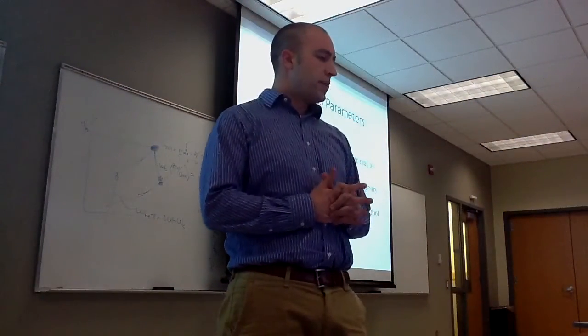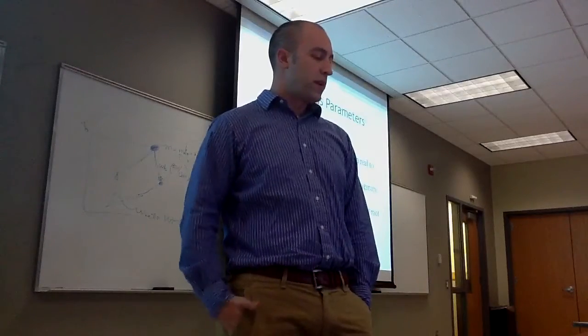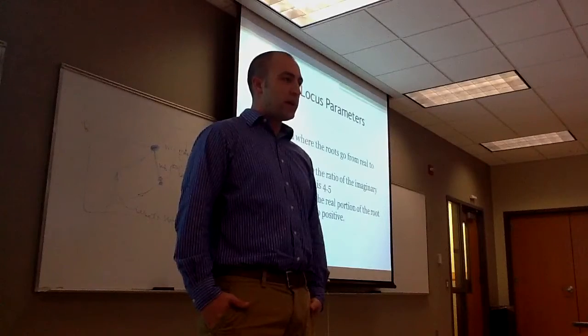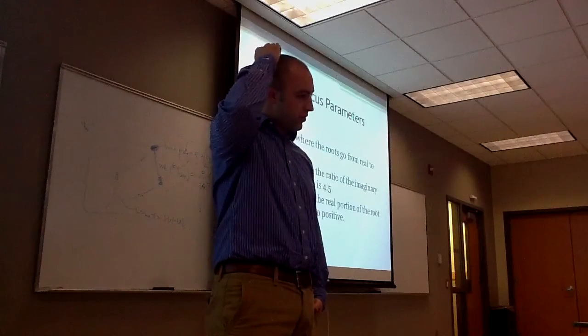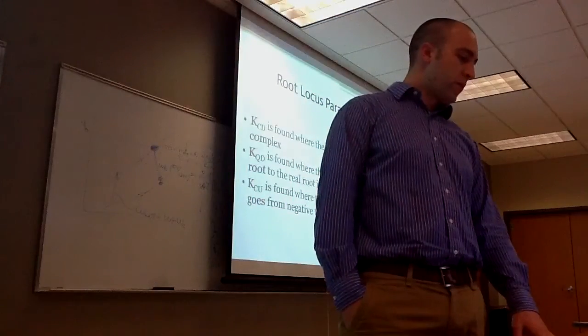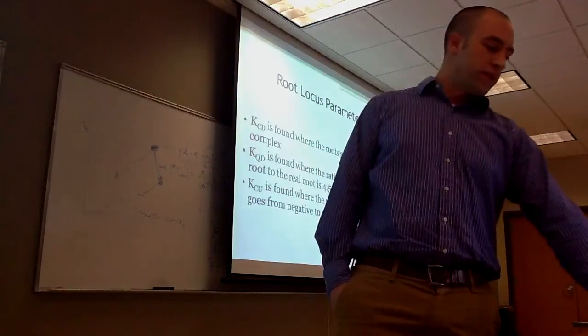The KCD is found where the roots go from real to complex. The quarter decay gain is found where the ratio of imaginary root to the real root is 4.5, and the ultimate gain is found where the real portion of the root goes from negative to positive.